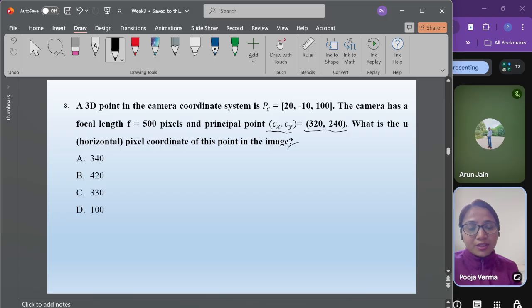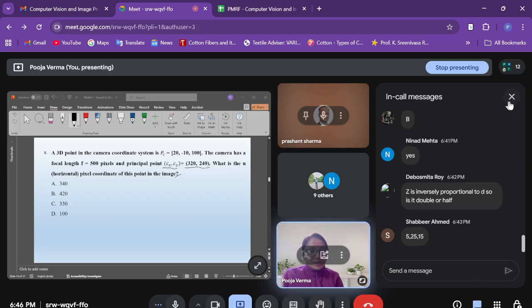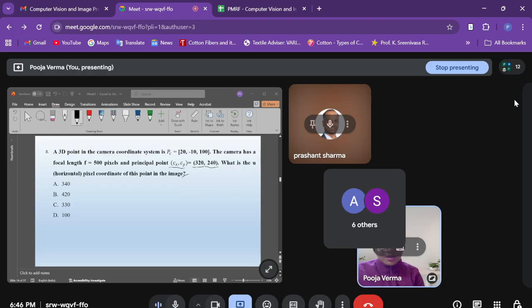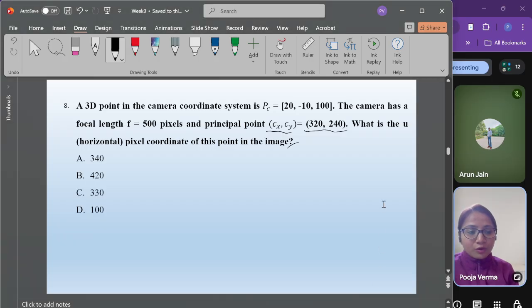So here PC is given, principal point Cx and Cy is given, and focal length f is given. How to proceed with this question? Any idea?